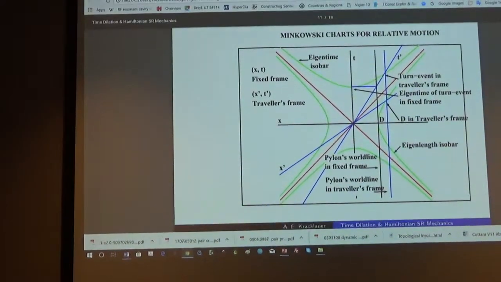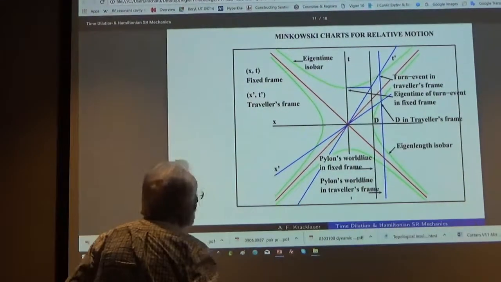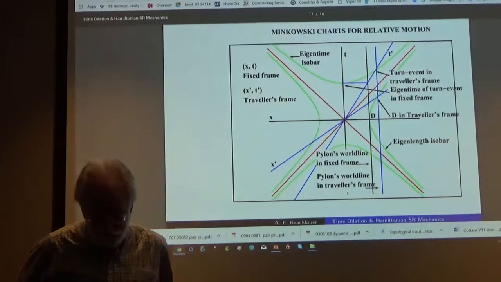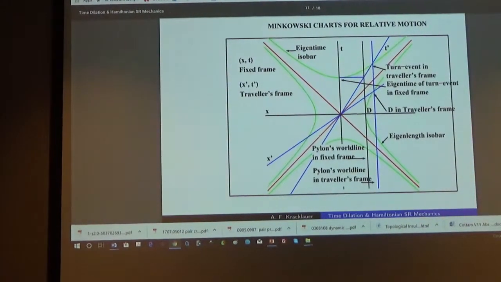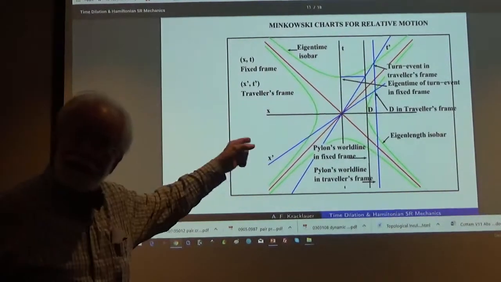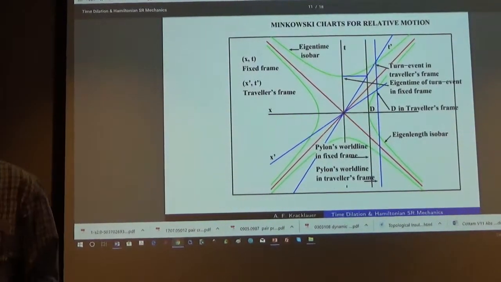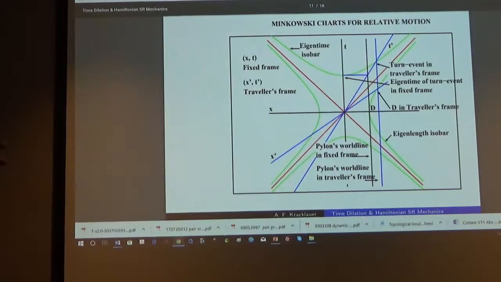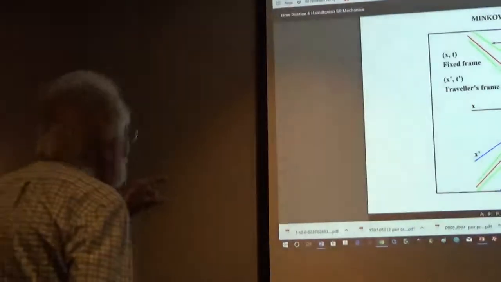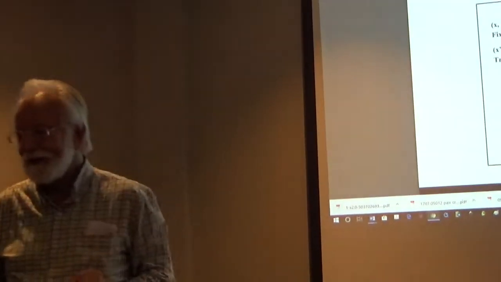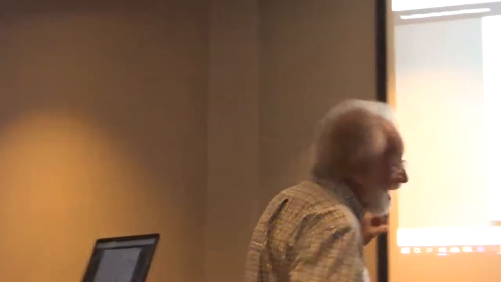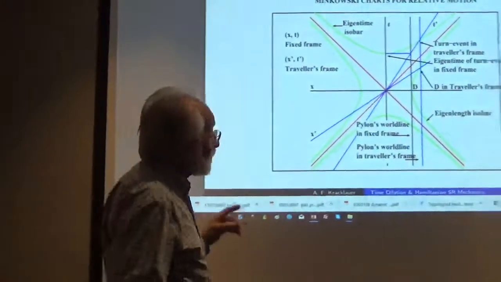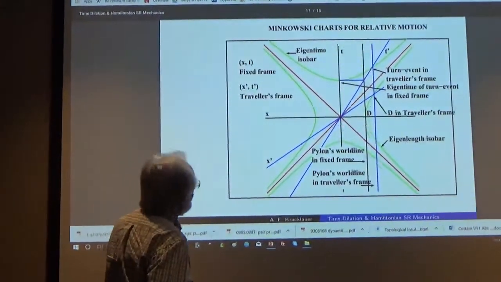Now, this is a Minkowski chart. In fact, it's several on top of each other. And every single thing depicted here can be found in a textbook, but not on the same chart like I wrote it here. The only thing on this chart that is different is the final conclusion. But every step along the way is a step that you will find in all the textbooks.